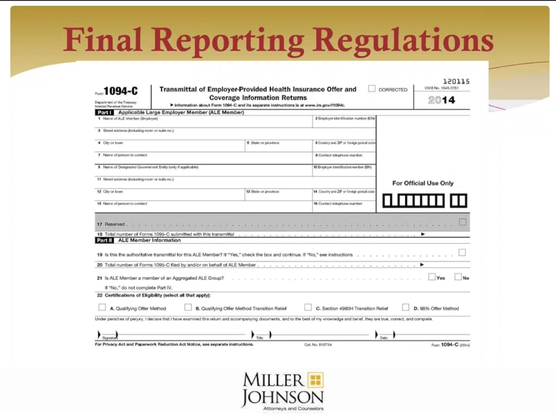Moving into Part 2, this is where we get into the meat of the reporting. So question 19 says, is this an authoritative transmittal for this ALE member? If yes, check the box yes. Again, this will generally be answered in the affirmative. You will generally be checking this box. But here's what the IRS is getting at when they ask this question. The regulations permit employers to file multiple 1094Cs within the organization rather than just one.